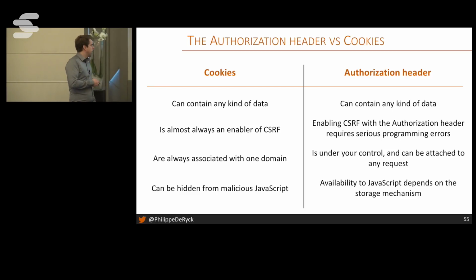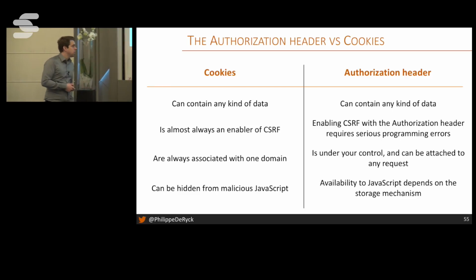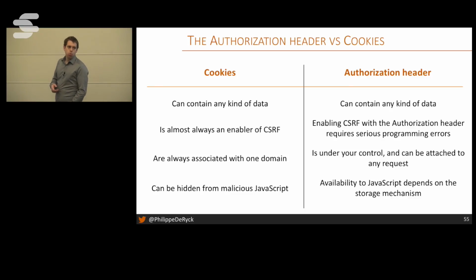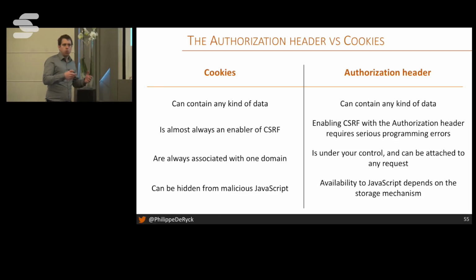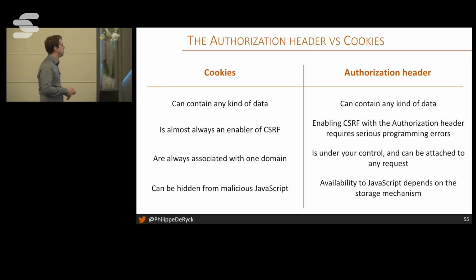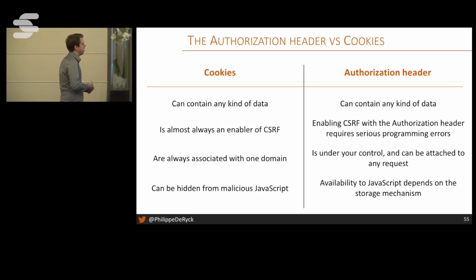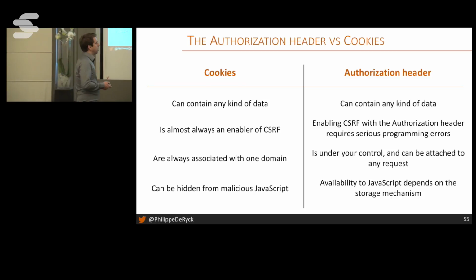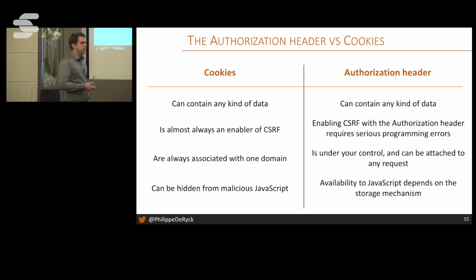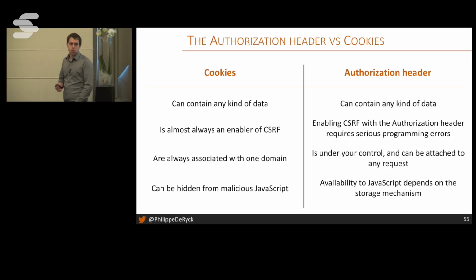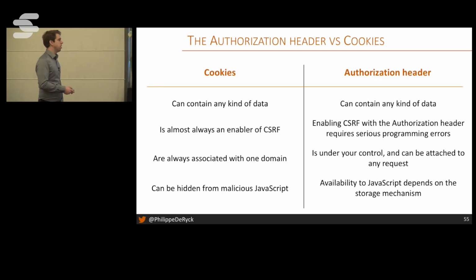Cookies, like Jim said, you can mark them HTTP only, so they're not accessible to JavaScript running in your context or origin. Of course, script running in your origin can do all kinds of other bad stuff, so it's only a small protection or a small advantage that you gain there. While for the authorization header, the availability depends on the storage mechanism. So if you use local storage, you're in trouble. If you use in-memory, then you can actually hide it pretty well.